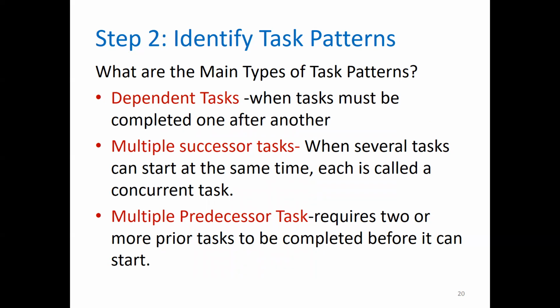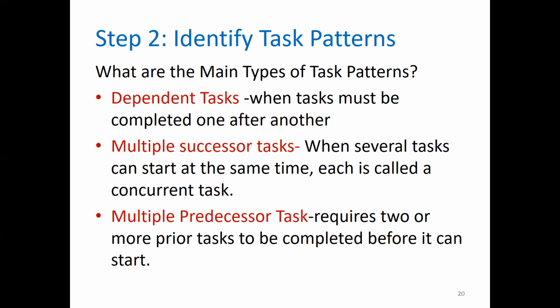Multiple successor tasks. When several tasks can start at the same time, each is called a concurrent task. Let's go back to the example. You have tasks 1, 2, 3, 4, 5. Task 1 is completed first, followed by task 2. And from task 2, we'll have tasks 3 and 4 performed together. So task 2 distributes to tasks 3 and 4, and tasks 3 and 4 are called multiple successor tasks.